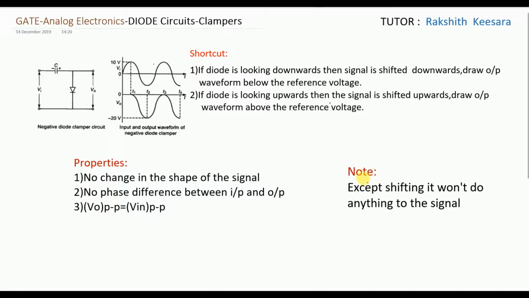So I'm writing a note point, guys: except shifting, it won't do anything to the signal. It won't change the shape, it won't change the phase difference, it won't change the amplitude, the peak to peak amplitude. It will only shift the DC level of the signal. So it is the shortcut. These are the properties, guys. Using these two we should write the output waveform if the input waveform is given.